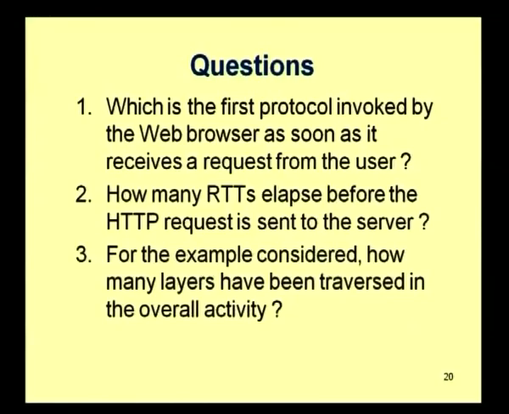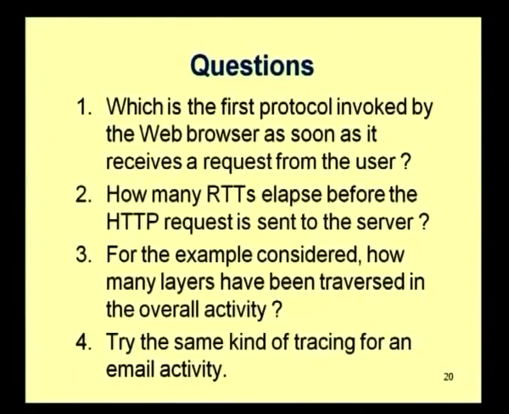Question number 3, for the example considered, how many layers have been traversed in the overall activity? Okay. Here I am looking at different layers. I need you to count all the layers that we have traversed for each and every step that we have looked at. Question number 4, try the same kind of tracing for an email activity. I just talked about how it is done for an email activity, but I would like you to do the same kind of tracing for the entire email activity. If you are able to do that, I think your understanding of networks will be well in place.